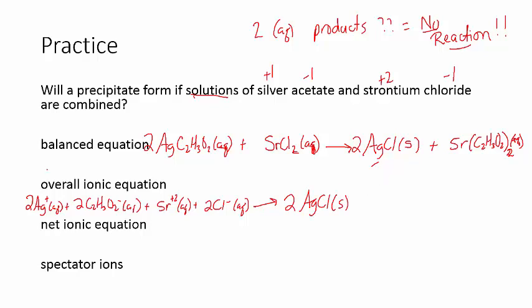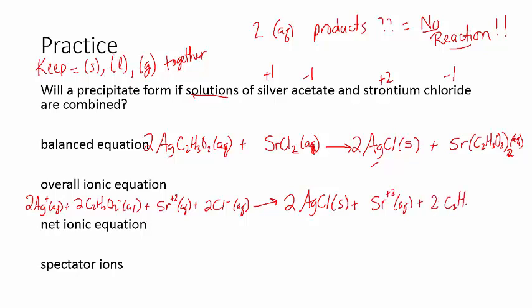Remember, keep solids together. So when writing net ionics, you always keep solids, liquids, gases together. The only ones you're going to see right now are solids. But whenever we start writing these, you always keep solid, liquid, gases together. Then strontium would separate, and I have 2 acetate ions. Okay, that's the overall. Overall is kind of the pain.